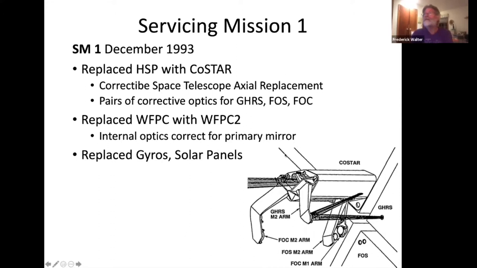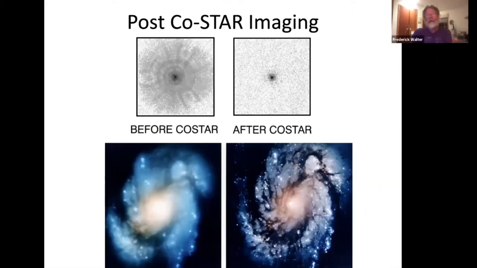The Wide Field Planetary Camera was replaced with Wide Field Planetary Camera 2, which had its own internal optics that corrected for the malformed primary mirror. And this is the result. On the left-hand side, you can see that out of focus image of a star. And on the right, you can see, I presume it's the same star, after COSTAR. Stars are point sources. They all more or less look the same in an image like this. And you don't see all of that radial pattern surrounding the star. 90% of the light really is concentrated in that central peak.